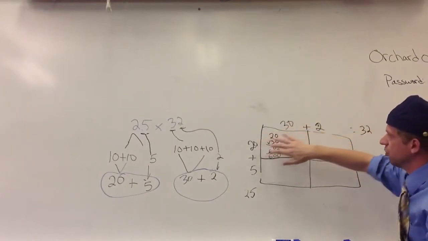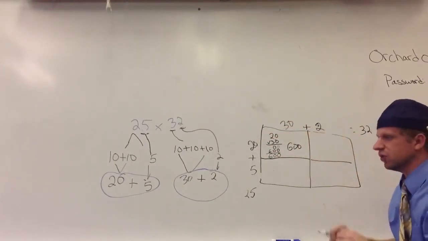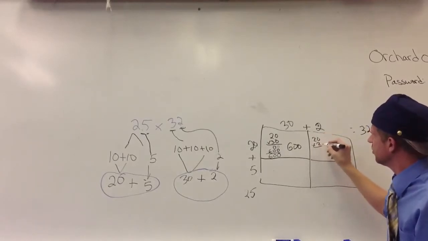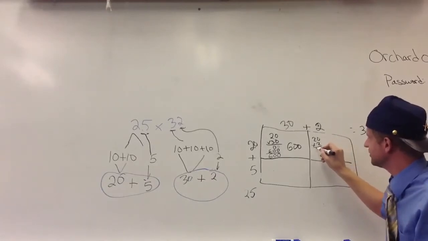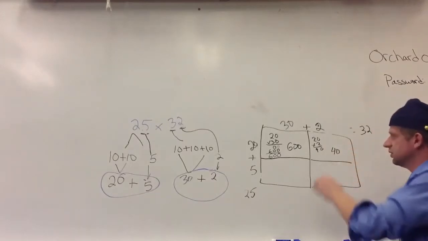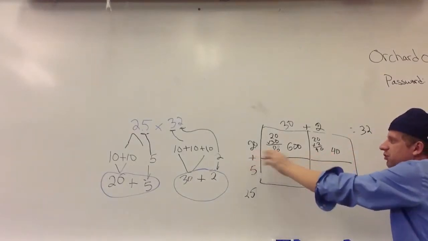Now we're going to look at 20 times 2. So what is 20 times 2? And in case you forget, we're going to do the algorithm way. So 2 times 0 is 0, and 2 times 2 is 4. So 20 times 2 is 40. So I got 40 in this box by going 20 times 2.